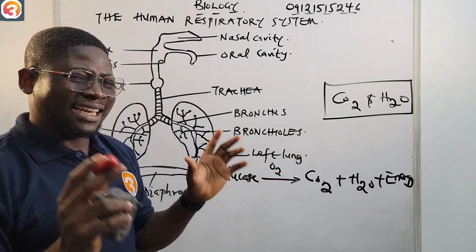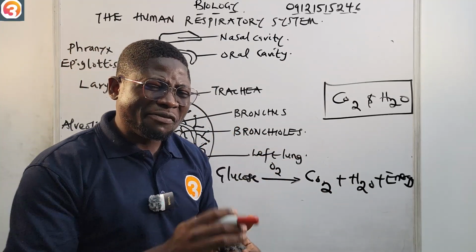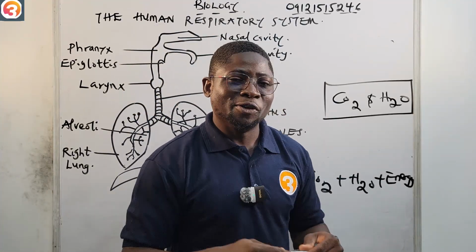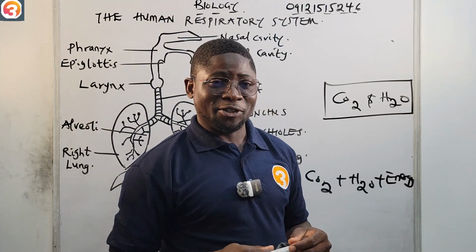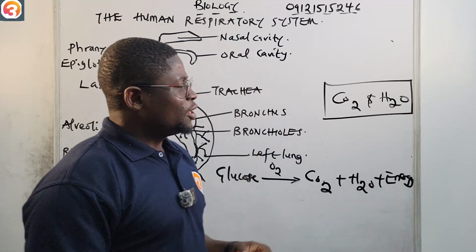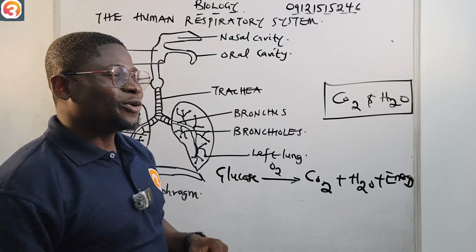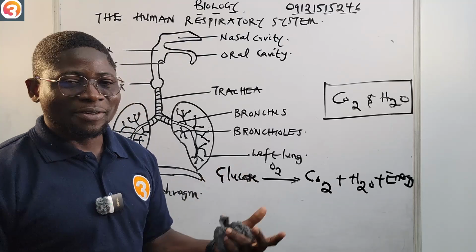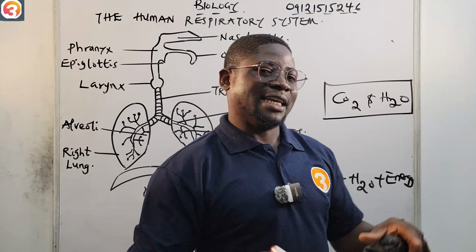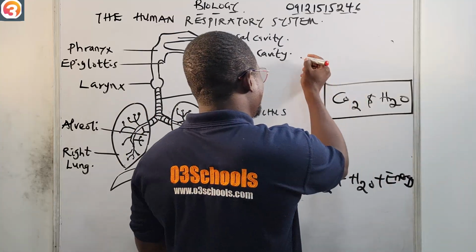It's a very interesting thing. Let me give you 3 seconds to think about it. Pause the video and let me know if you got it in the comment section. 1, 2, 3. Now if you said that oxygen is gotten from the surrounding, you are very correct. In our surrounding, there is air.